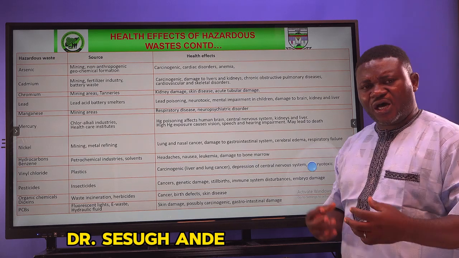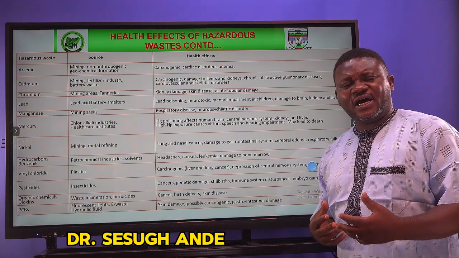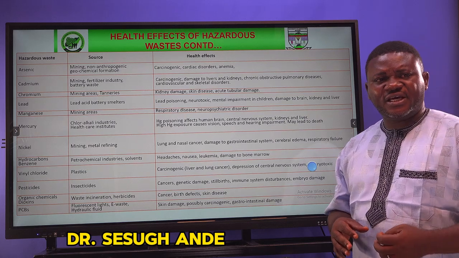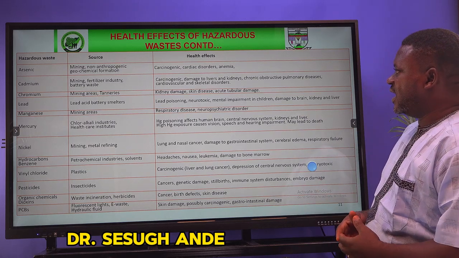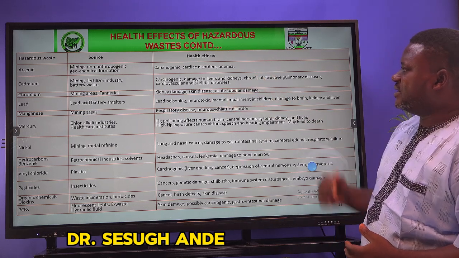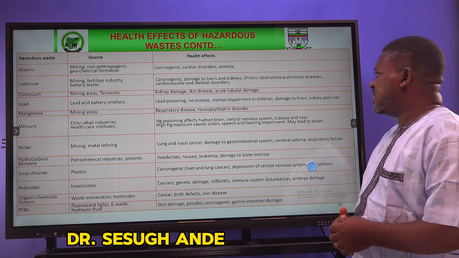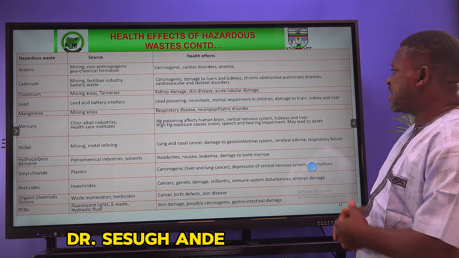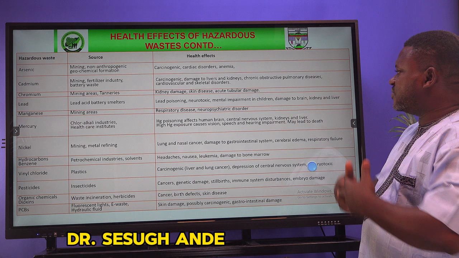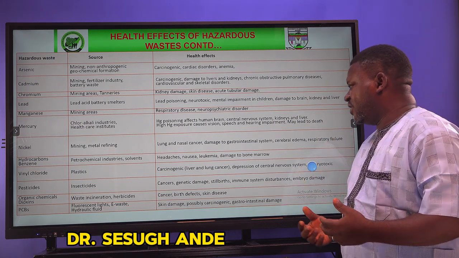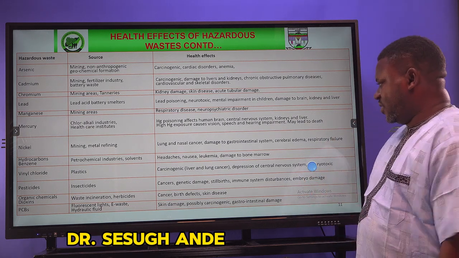And because these hazardous wastes are toxic and corrosive, they have specific effects on human beings. You have a number of them lined there. You have the source and then the health effects. They are carcinogenic. They can lead to kidney damage. They can lead to poisoning. They can lead to respiratory diseases. They can lead to lung and nasal cancer, headaches, nausea, and so on.